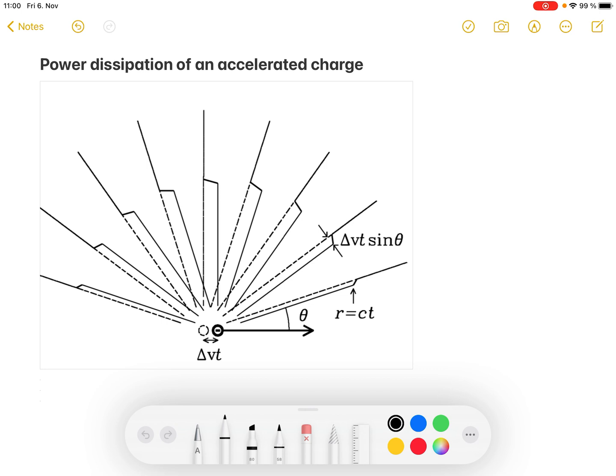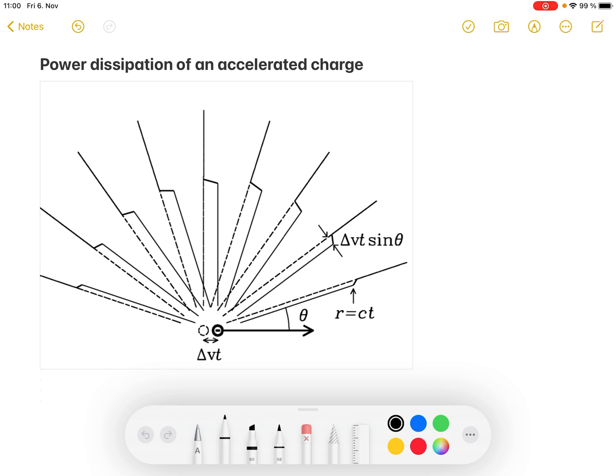Now we start off with calculating the dissipated energy, because there will be a ripple in the electromagnetic field that moves with the speed of light outwards and carries away energy. And we compute how much energy that is.